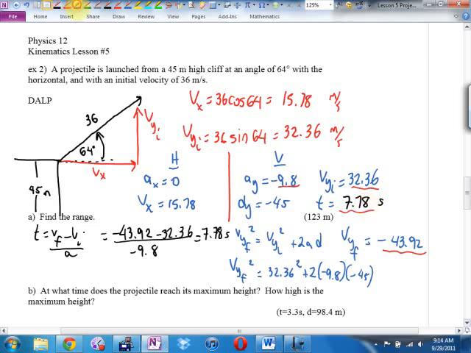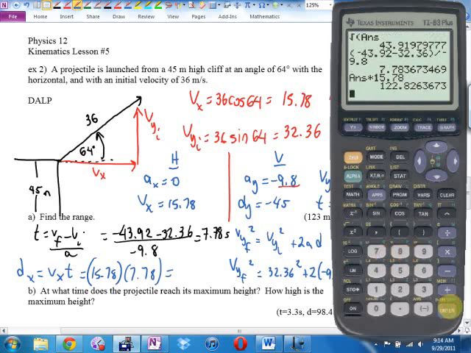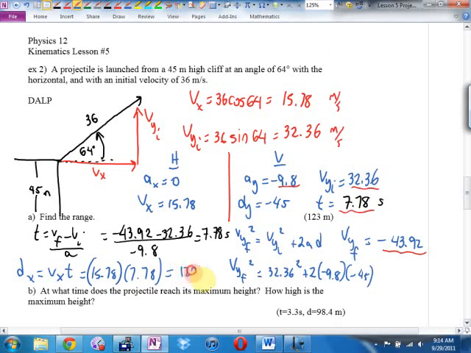Notice I'm taking a few more shortcuts now, right? It's going to be VX, which was 15.78, times 7.78, times 15.78. And I get a lovely range of 122.8, oh no, 3 sig figs. I get 123 meters. Am I right? That would be a great written question for probably 5 marks.